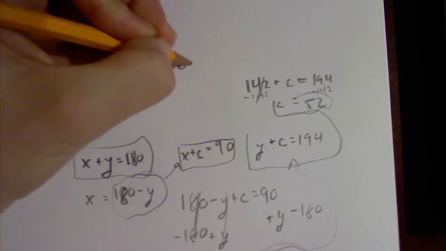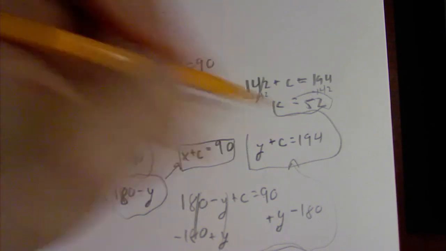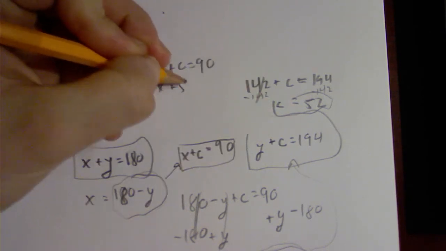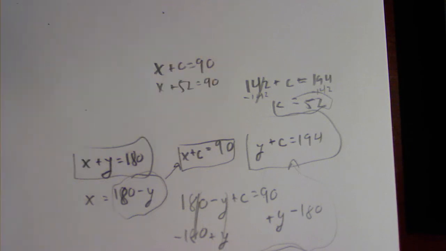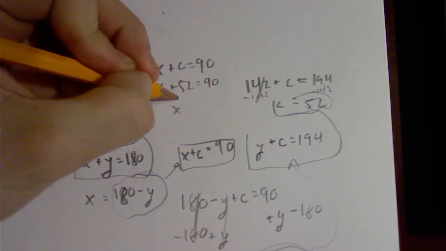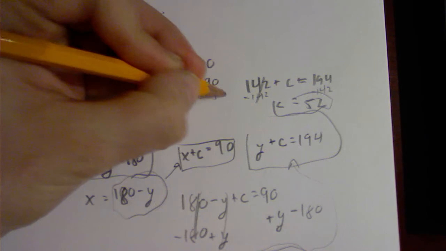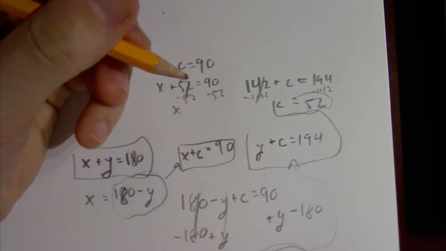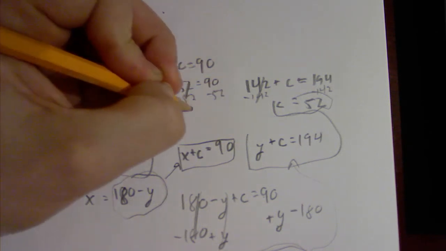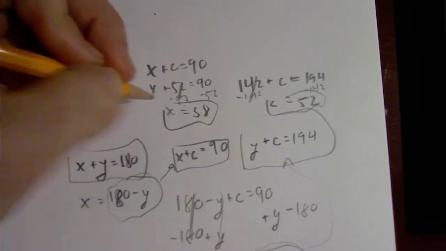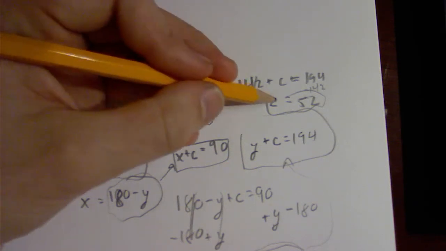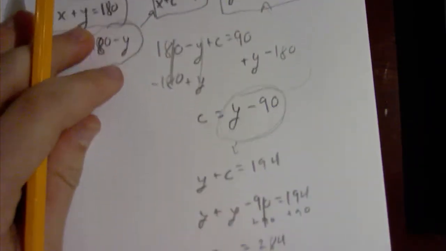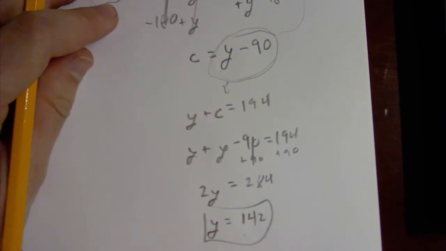x plus c should equal 90. Since c is actually just 52, I can say x plus 52 equals 90. x should equal 90 minus 52 to get rid of it. 90 minus 52 should be equal to 38. So I found that x is 38, c is 52, and y is 142.